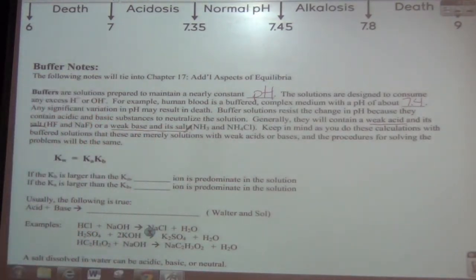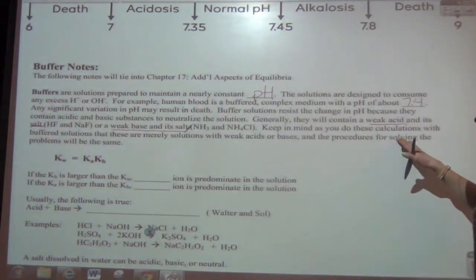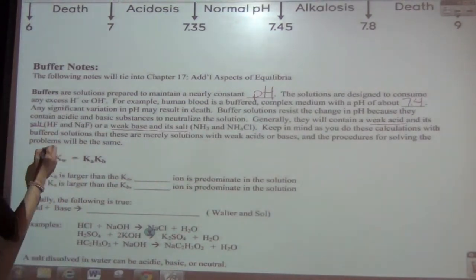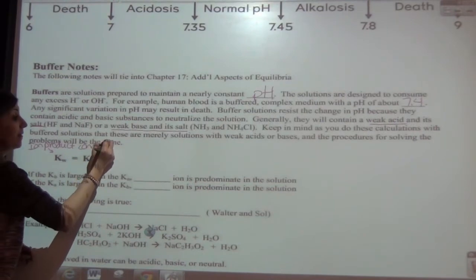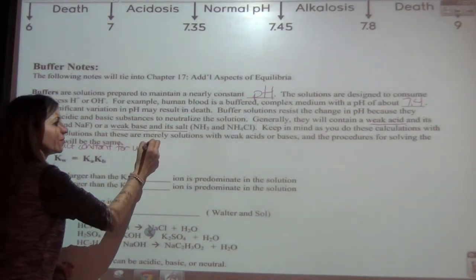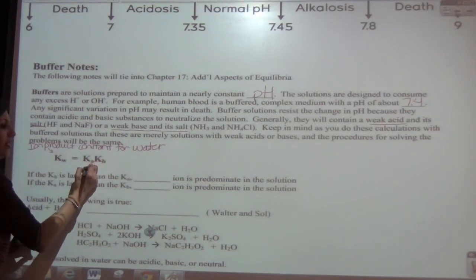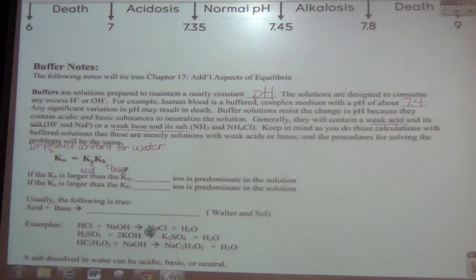Keep in mind that as you do these calculations with buffered solutions, these are merely solutions with weak acids or weak bases and their salts. So the processes are always the same. The first thing is, this here is called the ion product constant for what? Water. And so we have Ka times Kb is what Kw is equal to. A simply standing for what? An acid. And B simply standing for the equilibrium constant for your base. And so it's always the same.